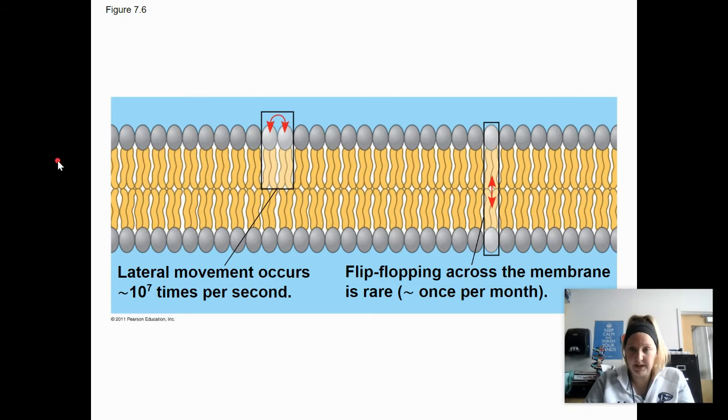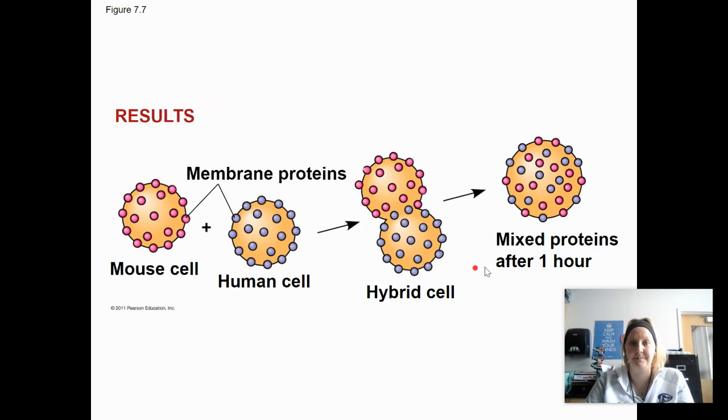This is that movement. So most of the time, about 10 to the 7th times per second, the phospholipids are moving laterally across the membrane. And about once a month, they will flip across the membrane.